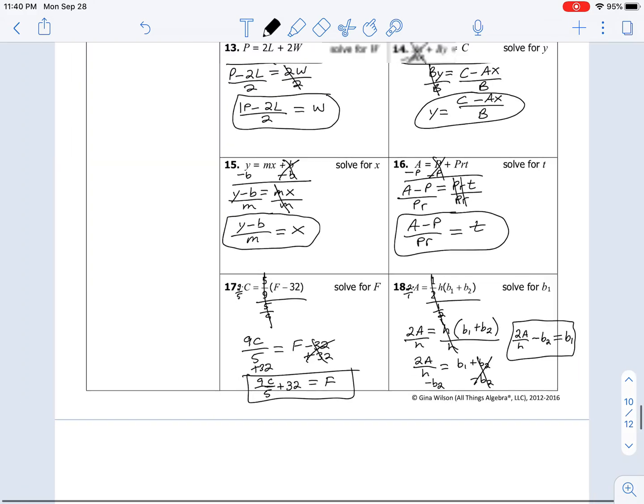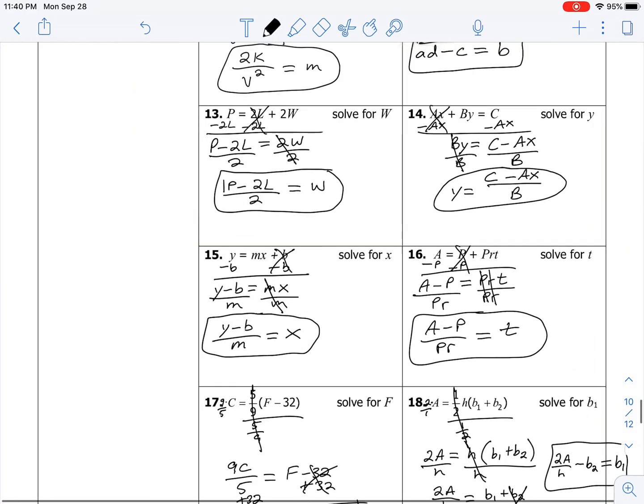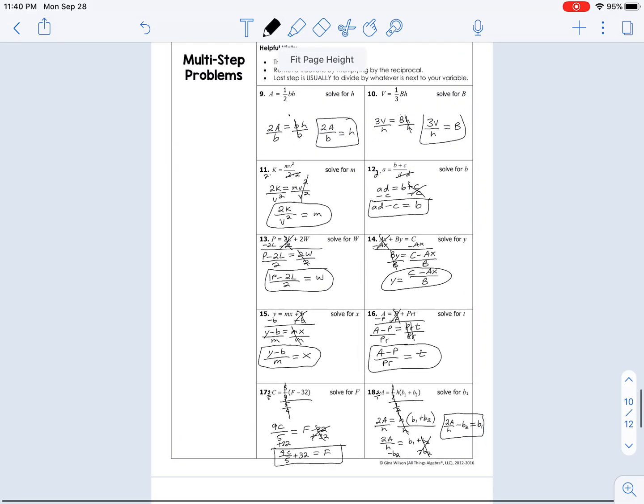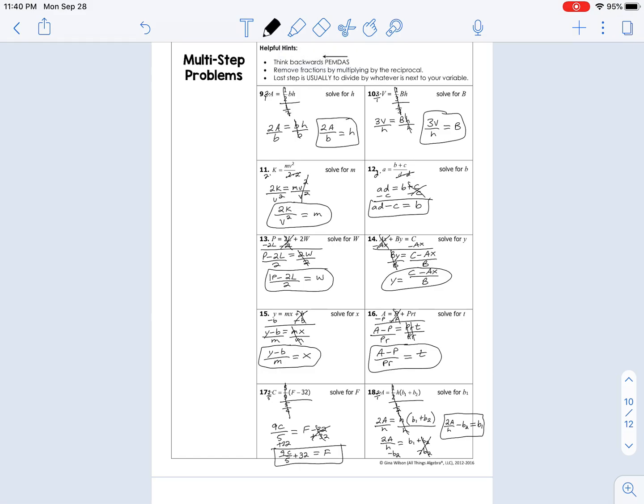All right, so here it is at a glance. All right, so hopefully this video helps you guys out with literal equations. Remember, you can rewind it, go back over anything that you may have not understood, okay? If you got a question, come to my office hours or email me. I'll be more than happy to help you out.